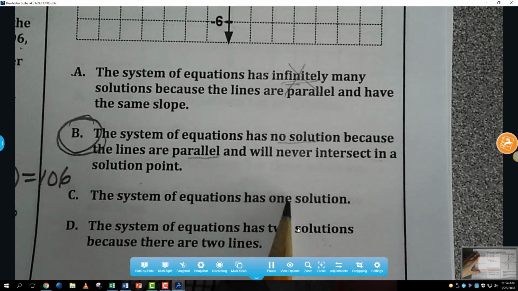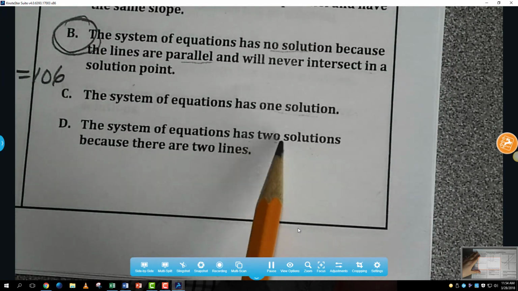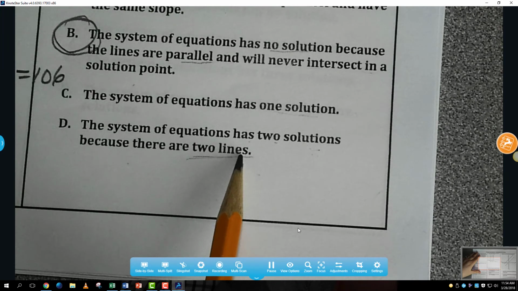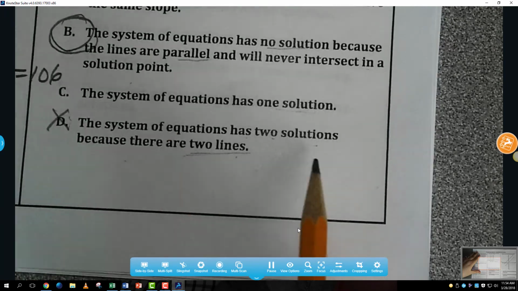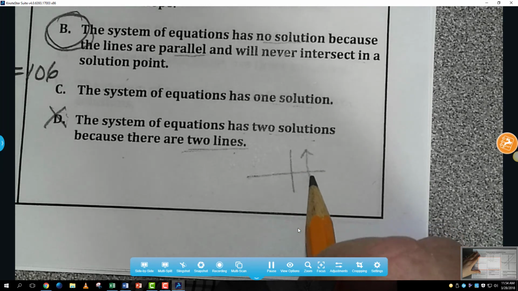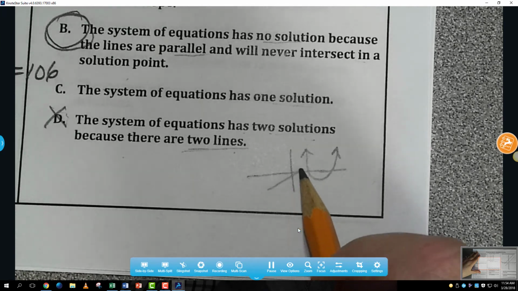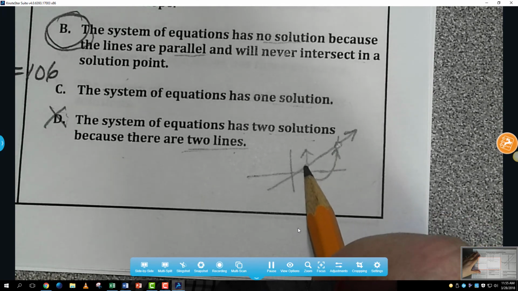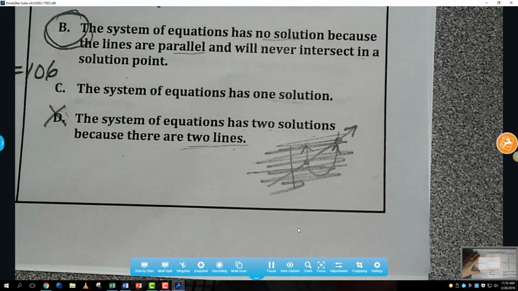The system of equations has one solution. No, that means that they would cross in one place. The system of equations has 2 solutions because there are 2 lines. Well, there are 2 lines, but they don't cross, and so there's definitely not 2 solutions. Incidentally, you could have 2 solutions if you had something else. This thing is called a parabola, and we will be studying that. If you had a parabola and a straight line, you would have a solution here and a solution here. Anyway, we are not to that quite yet. And there is block number 1.